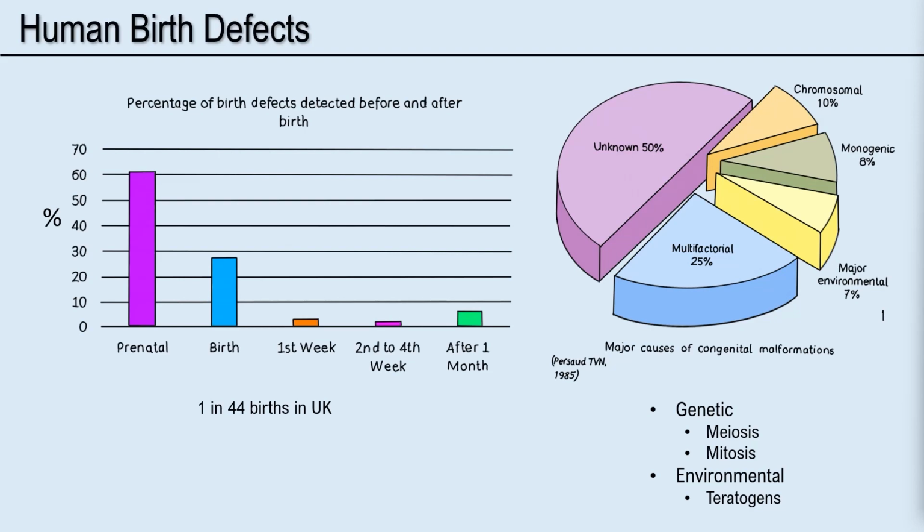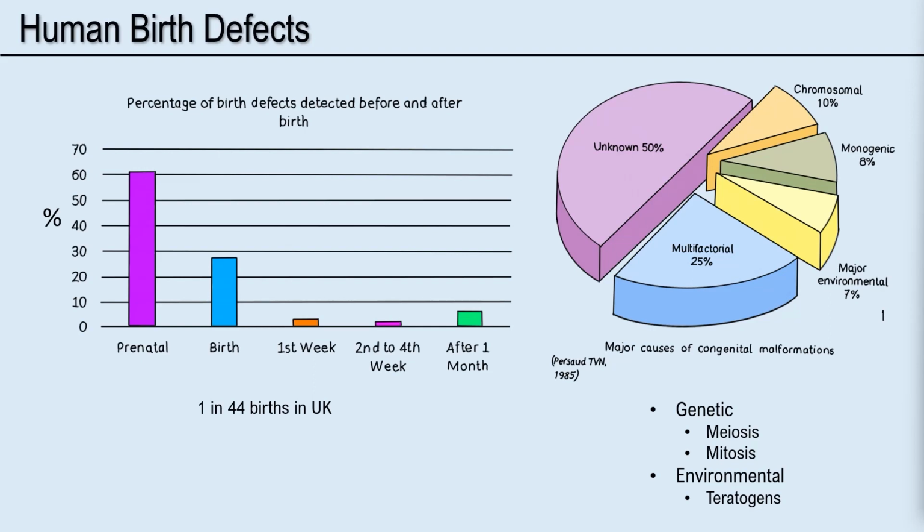There are a number of causes for congenital defects. The one you'll most probably be aware of is chromosomal abnormalities, such as Down syndrome. But chromosomal abnormalities only account for about 10% of the entire population with a congenital abnormality. We also have other genetic factors, such as those with a single gene disruption, as in the case of cystic fibrosis or sickle cell anemia.